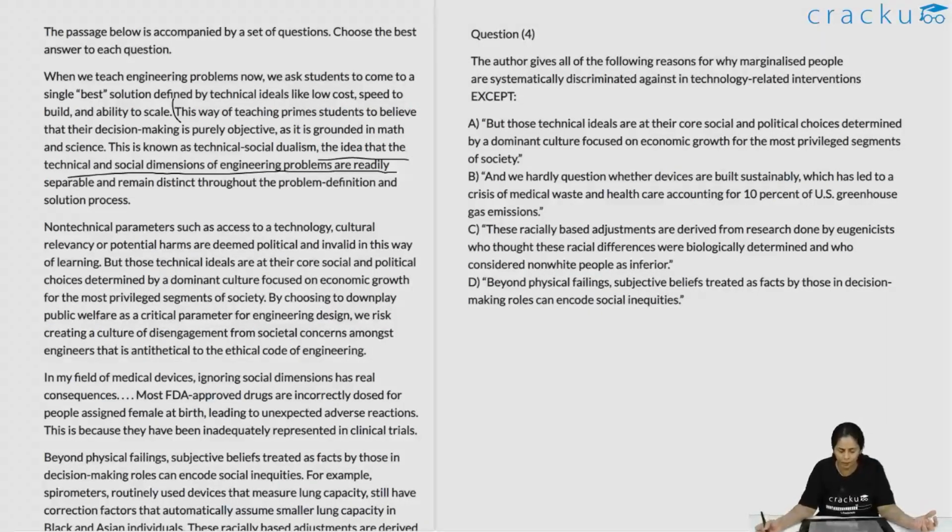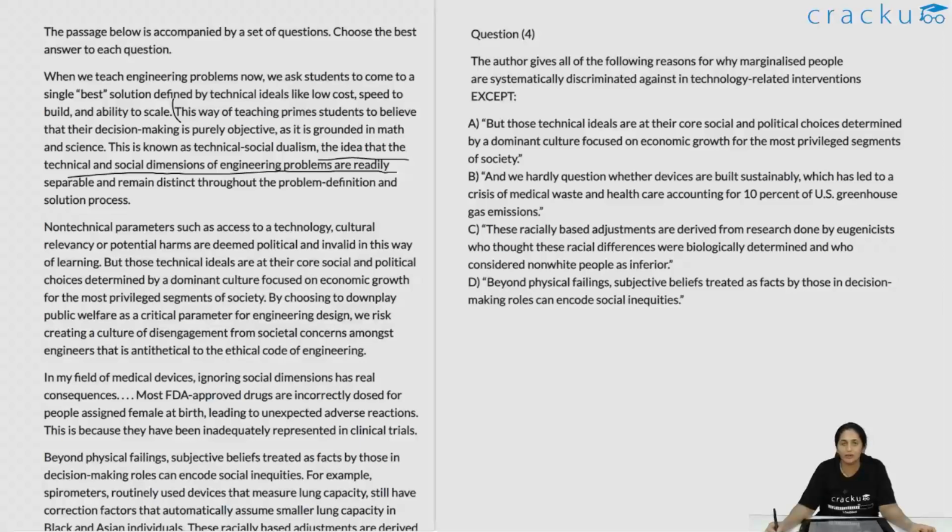Let's take a look at the fourth question. The author gives all of the following reasons for why marginalized people are systematically discriminated against in technology-related interventions, except: but those technical ideals are at their core social and political choices determined by a dominant culture focused on economic growth for the most privileged segments of the society.